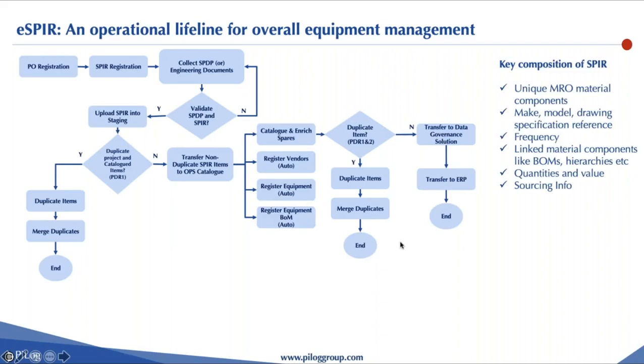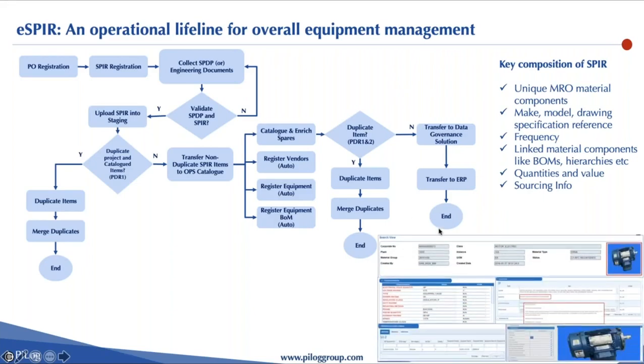And what exactly is the composition of that? It's unique MRO material components, make, model, drawing, specification reference and frequency of it, linked material components, quantities and values, and sourcing information. In fact, we capture much more than this as well, but for the sake of illustration, we have taken only a few bullets there. Once you take that data, it would look like this, just a snapshot of it. It has all the characteristic information, all the short and long text, and images also come out of our governance solution, and all the other information is available.